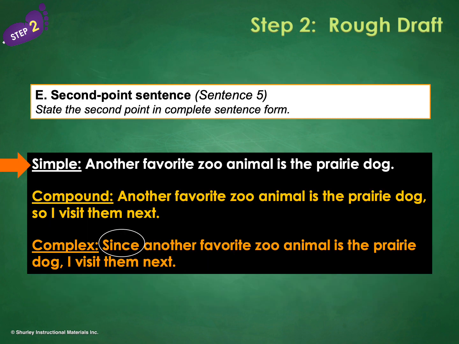Sentence number 5 is called the second point sentence. Students will learn to simply state their second point in complete sentence form. For example, you might see a simple sentence like this one. Another favorite zoo animal is the prairie dog.